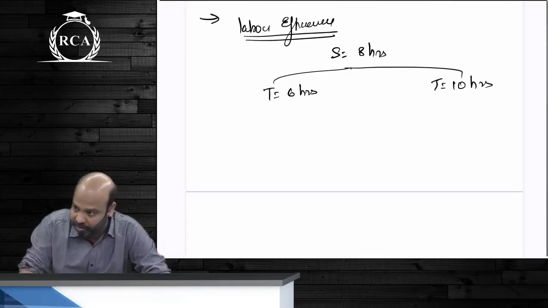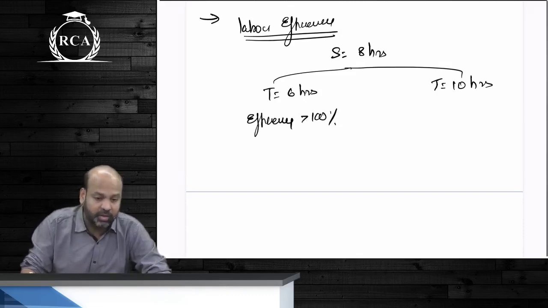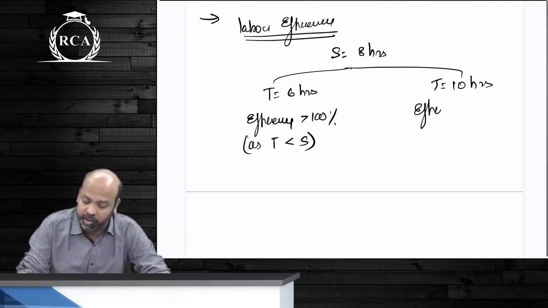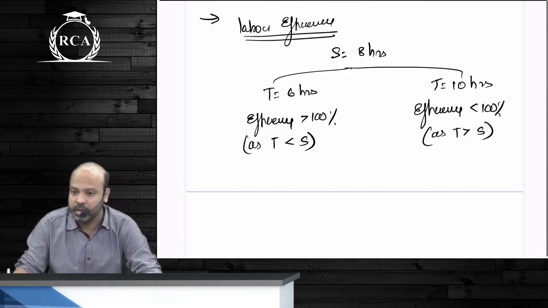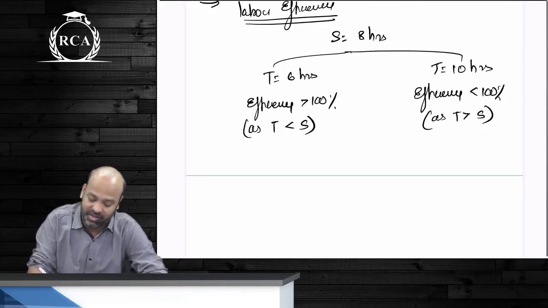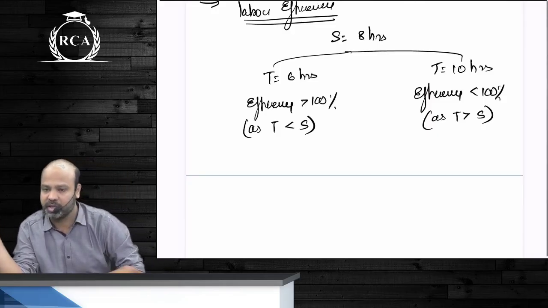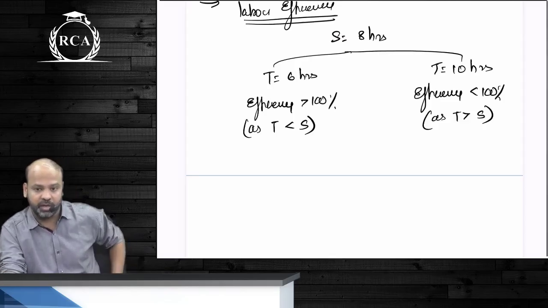More than 100% or less than 100%? Why more than 100%? Very good. Efficiency, guys, will be more than 100% as time taken is less than time allowed. Here, you will say that the efficiency is less than 100% as the time that we are taking is more than time allowed. So whenever we are computing efficiency ratio in terms of time, if I want to express this as a percentage, should I write the first case as 6 divided by 8 or should I write it as 8 divided by 6?